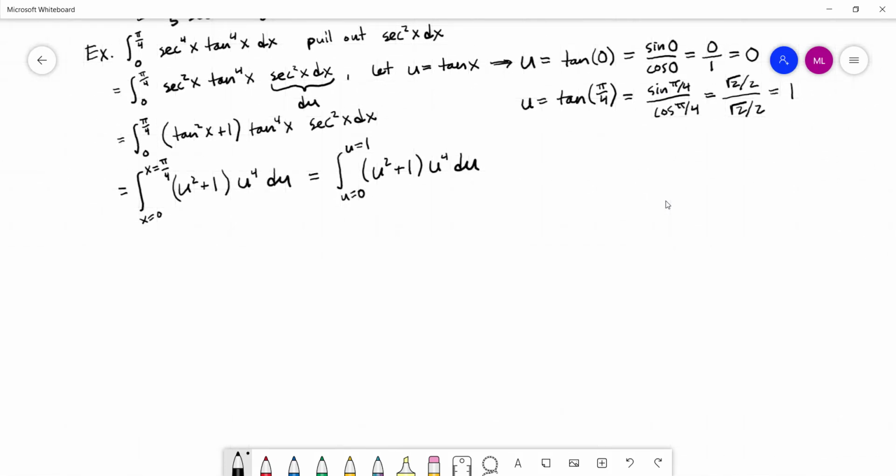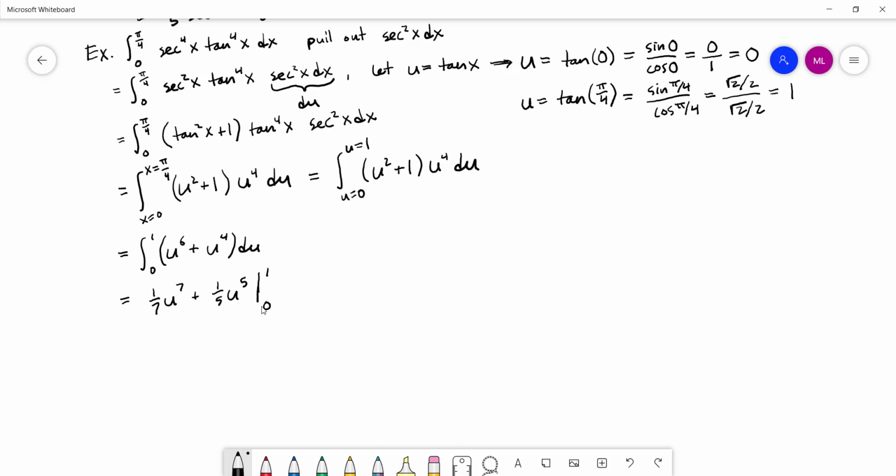So there's what we need to integrate. I can distribute through. We'll get u to the 6th plus u to the 4th du. We're integrating that between 0 and 1. We will get 1/7 u to the 7th plus 1/5 u to the 5th. And that's going to be evaluated between 0 and 1.